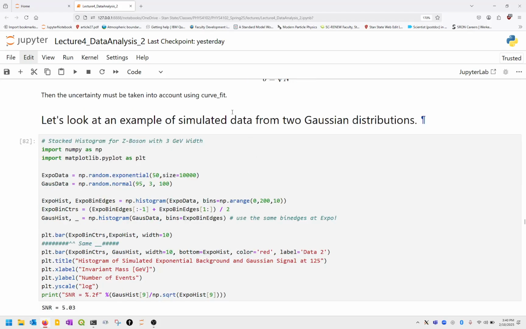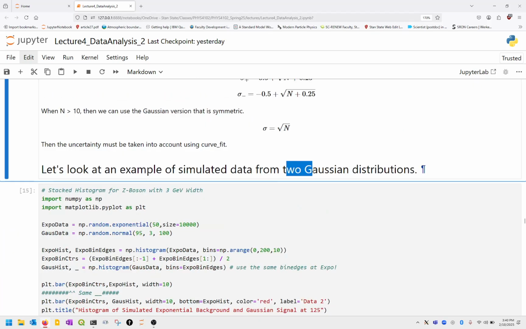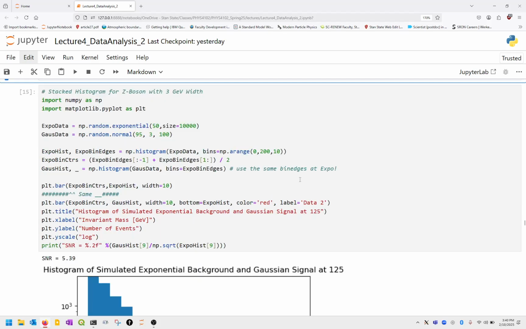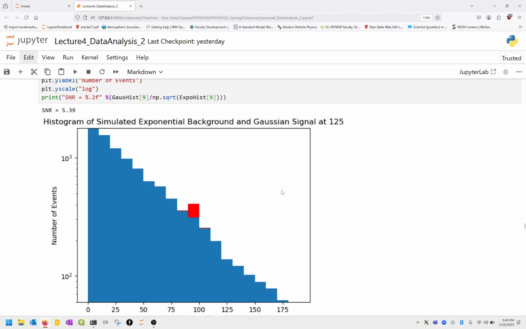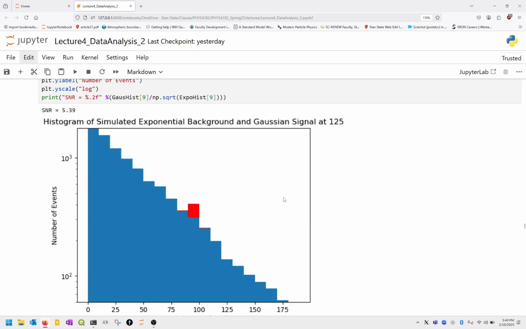So let's look at an example where, instead of an exponential, I'm going to make two Gaussians on top of each other. Let's run this box. Wait, did I do two Gaussians? No, I didn't do that. Okay, so let's ignore this two Gaussian thing. It's an exponential on top of a Gaussian once again. It's the same example you just did, I think, where it's around 95. So this looks very nice. If I ask you where's the signal, you just point to where the red is.